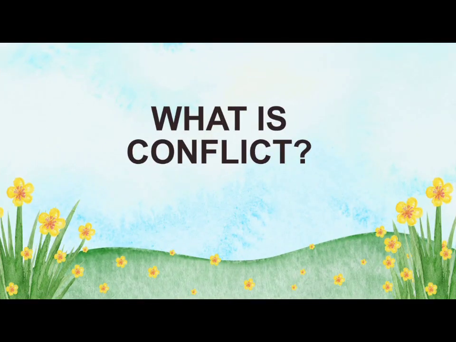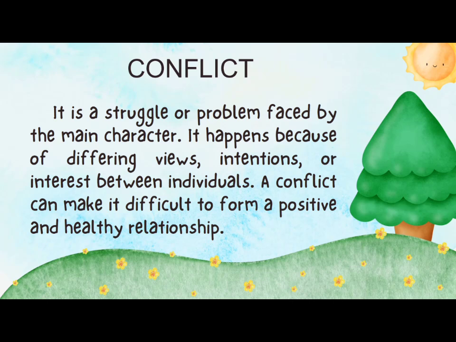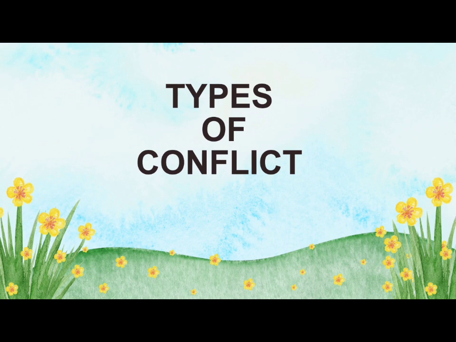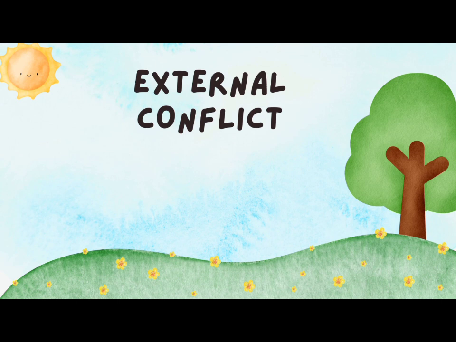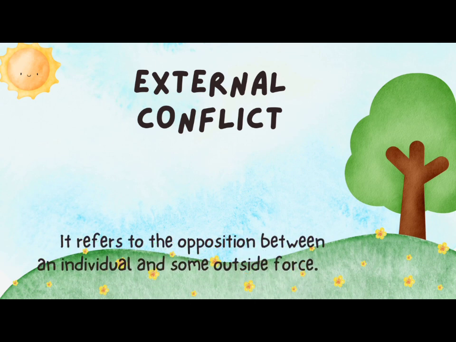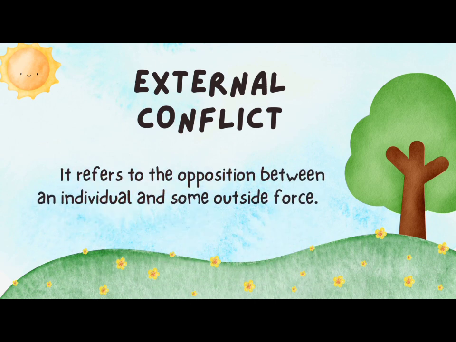Let us now discuss what a conflict is. Conflict is a struggle or problem faced by the main character. It happens because of different views, intentions, or interests between individuals. A conflict can make it difficult to form a positive and healthy relationship. There are also different types of conflict. The first is external conflict. It refers to the opposition between an individual and some outside force.